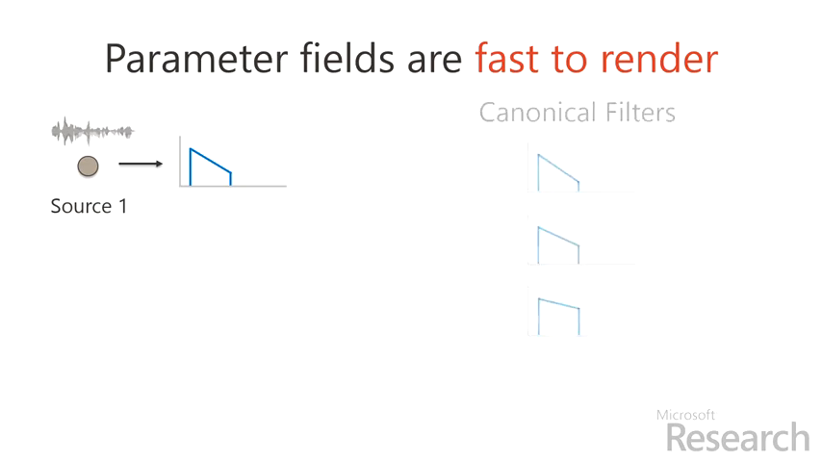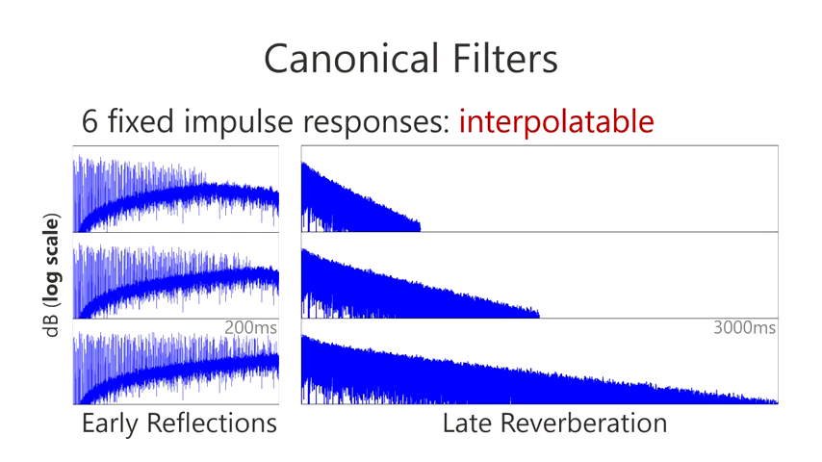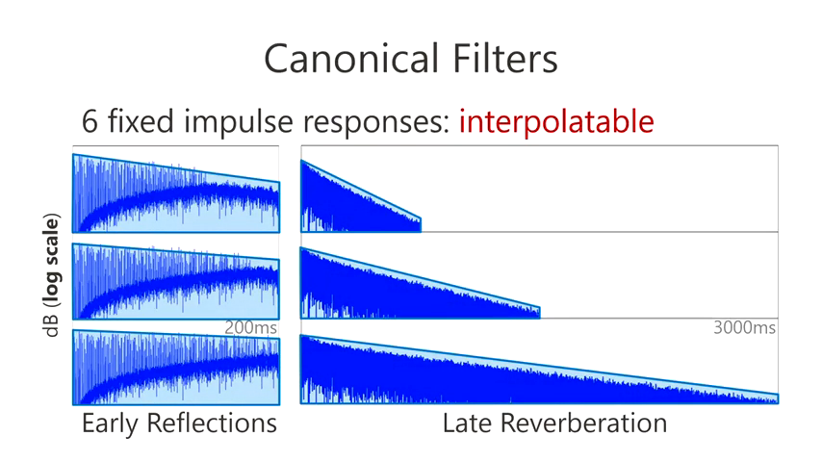We need to create some kind of synthetic impulse response that obeys these parameters to convolve with the source sound. The way we do this is through what we call canonical filters. So let's take a quick detour and look into these. These are 6 fixed impulse responses, 3 for early reflections and 3 for late reverberation. And they are specifically designed to have specific energy decay rates that cover a wide range of practical interest. Talking specifically about early reflections, these filters are designed so that when you interpolate between them, you smoothly get an intermediate response without any impulse response interpolation artifacts. And they're also normalized to have unit energy.